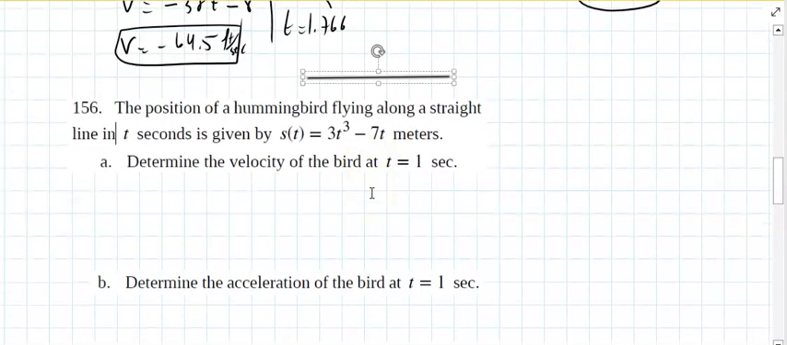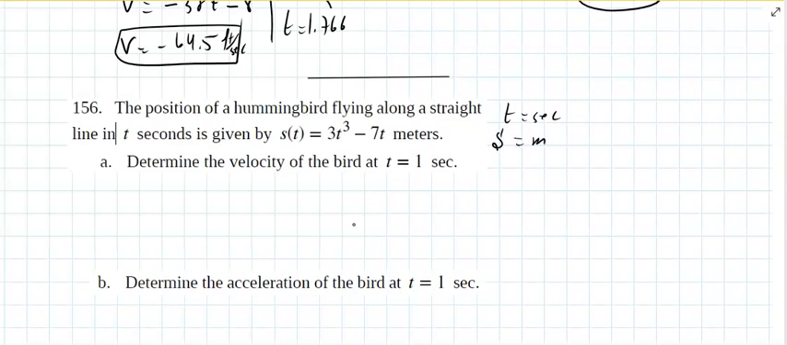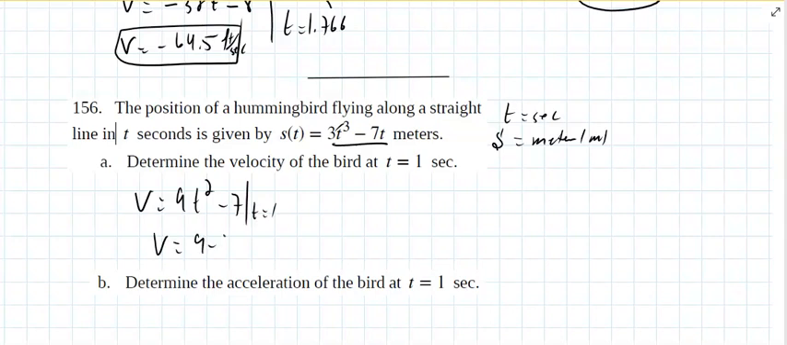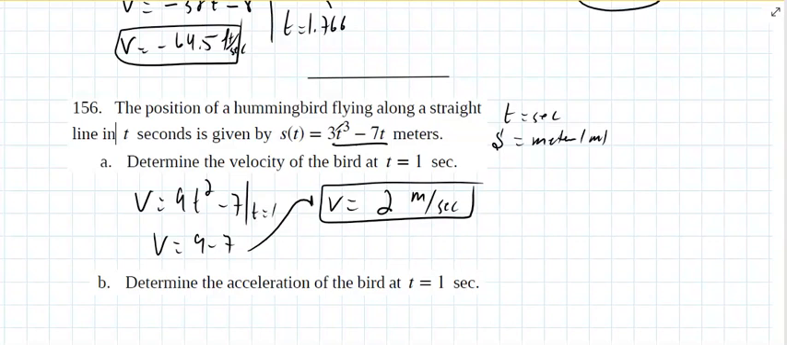Here's another one. The position of a hummingbird flying along a straight line in t seconds. So t is in seconds, and s is in meters in this case. Determine the velocity of the bird at t equals 1 second. Well, the velocity is simply the derivative. Bring the power down, 9t squared minus 7. If I evaluate that at t equals 1, I'll get the velocity to be 9 minus 7. The velocity will be 2, and the units will be meters per second. That's how fast it's moving after a second.